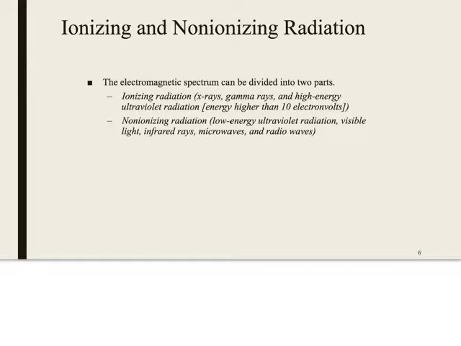To that point, there's also ionizing and non-ionizing radiation. It's good for us to differentiate between radiation that might be ionizing versus non-ionizing, because the non-ionizing stuff, while it could potentially cause some damage, is not going to cause ionization processes. The electromagnetic spectrum can be divided into largely two parts. Ionizing radiation is anything higher than 10 electron volts, so that's high energy ultraviolet and higher. Anything below that is not going to be ionizing. Examples of that are the lower energy ultraviolet radiation, visible light, infrared rays, microwaves, and radio waves.